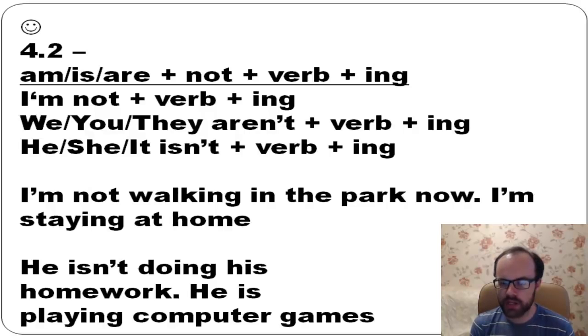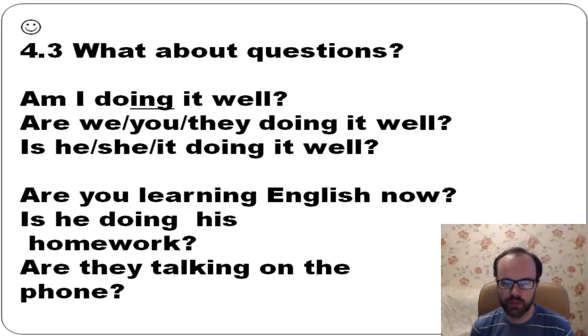Am, is, are plus not plus verb plus ing. I'm not plus verb plus ing. We, you, they aren't plus verb plus ing. He, she, it isn't plus verb plus ing. I'm not walking in the park now. I'm staying at home. He isn't doing his homework. He is playing computer games.